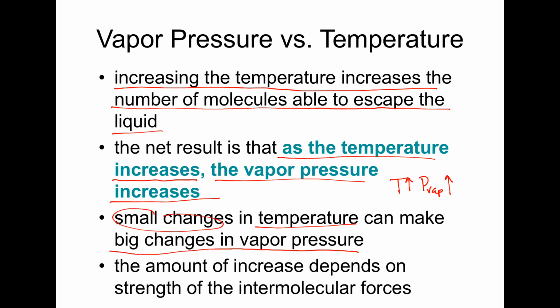So even if you just change the temperature a little bit, the amount of molecules that are in the vapor phase goes up drastically, and then the vapor pressure goes up drastically. The amount that the vapor pressure goes up, again, depends on the strength of the intermolecular forces. If the intermolecular forces are weak, changes in temperature are going to have huge effects on the vapor pressure. If the intermolecular forces are really strong, you can change the temperature and the pressure will go up a little bit, but not as much as if the molecules were really willing to get away from each other, really willing to become a vapor. Those would make the vapor pressure go up really high.